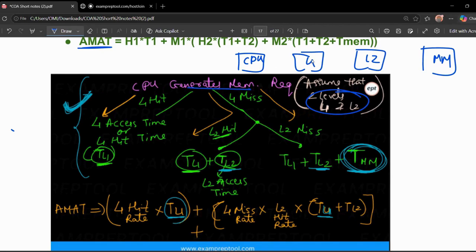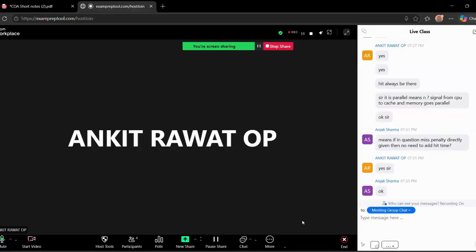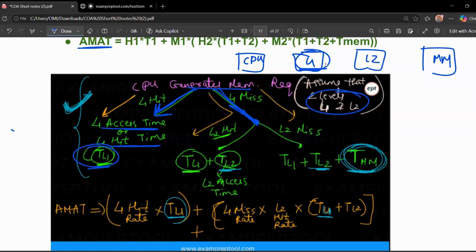What can happen? First, it will go to L1. In L1, it will be a hit or it will be a miss. If it is a hit, then L1 hit time or L1 access time is denoted as TL1. Now, if it is a miss in L1, you go to L2. Again, two scenarios: L2 hit or L2 miss.